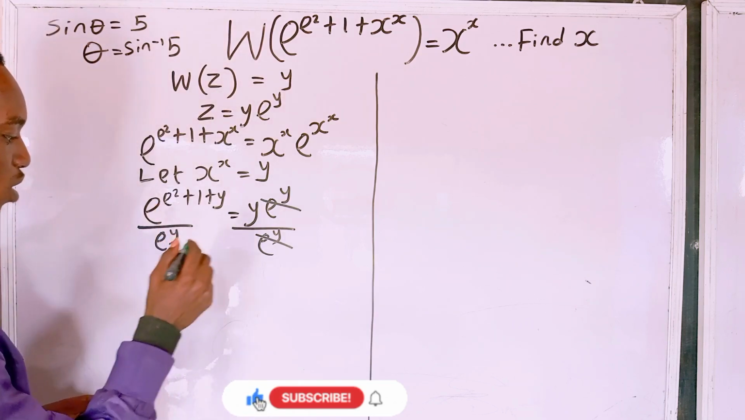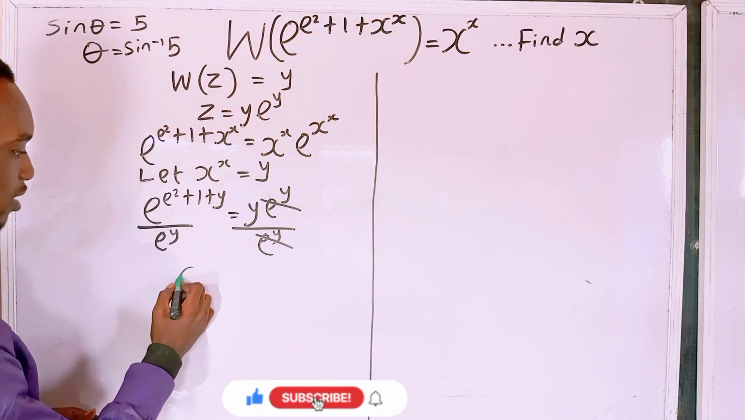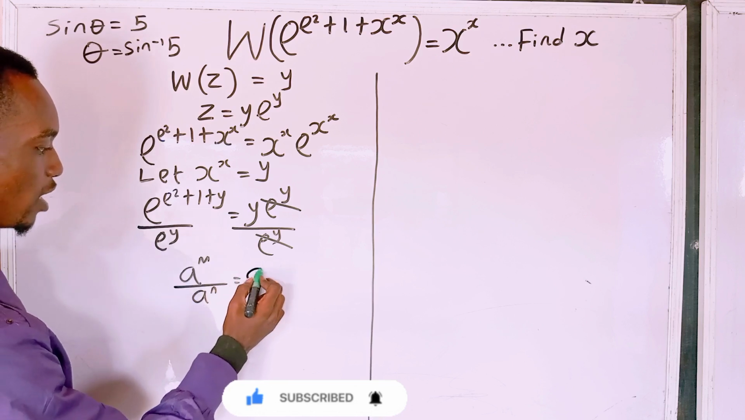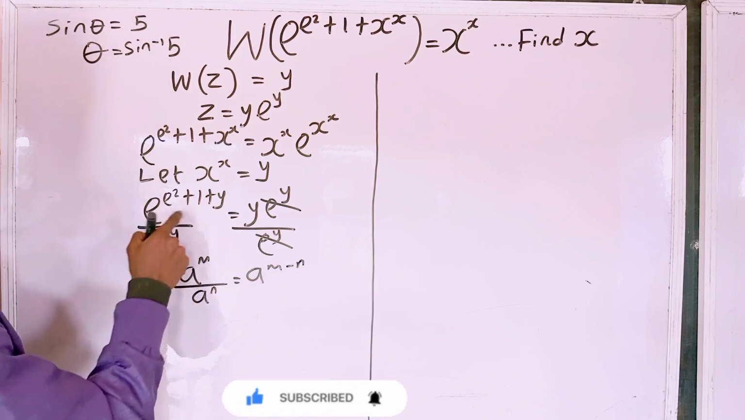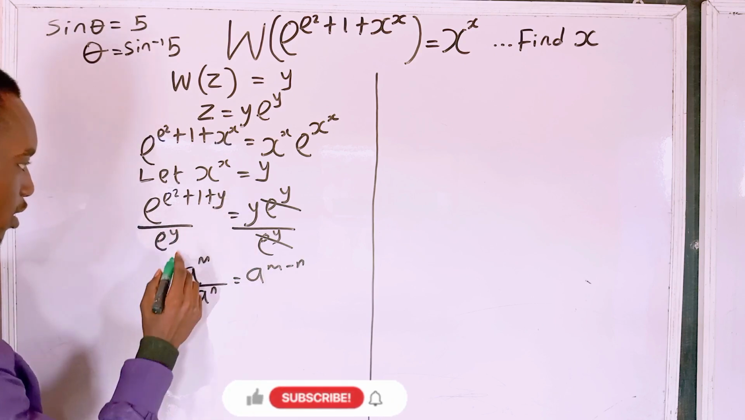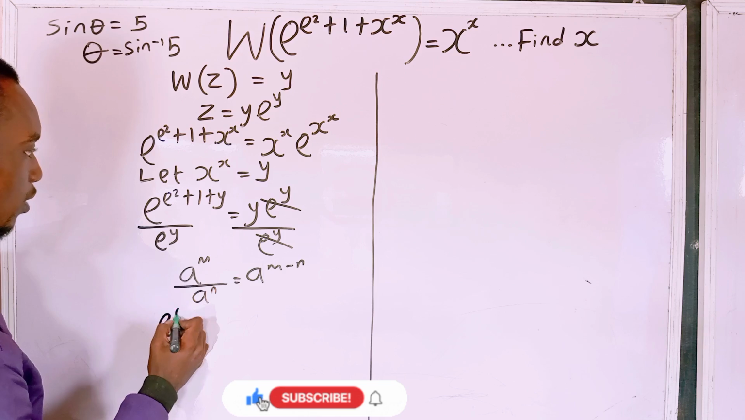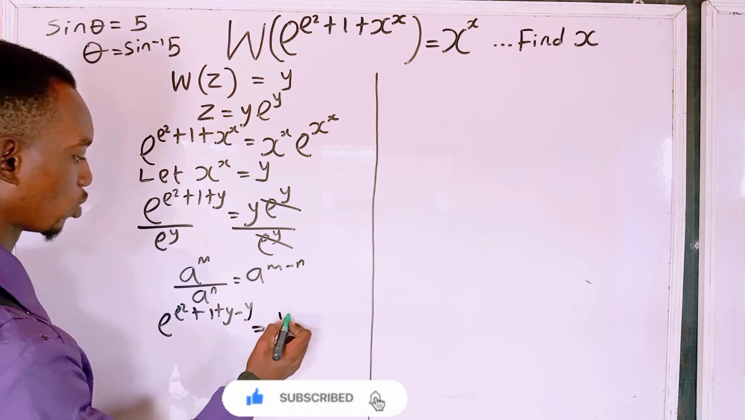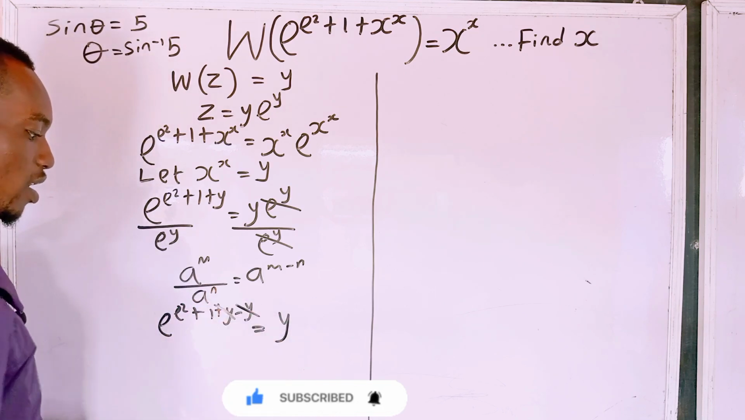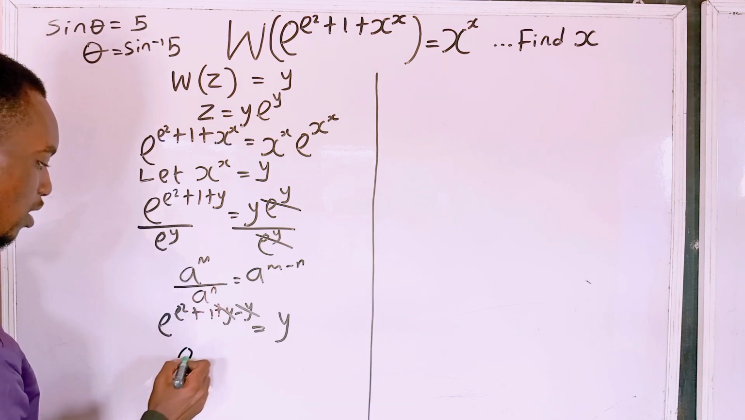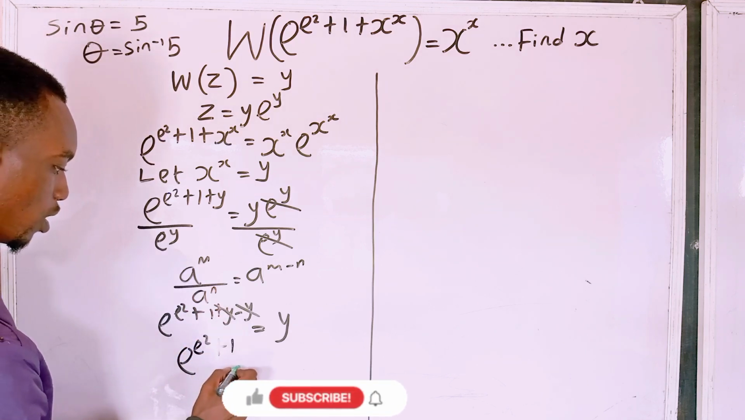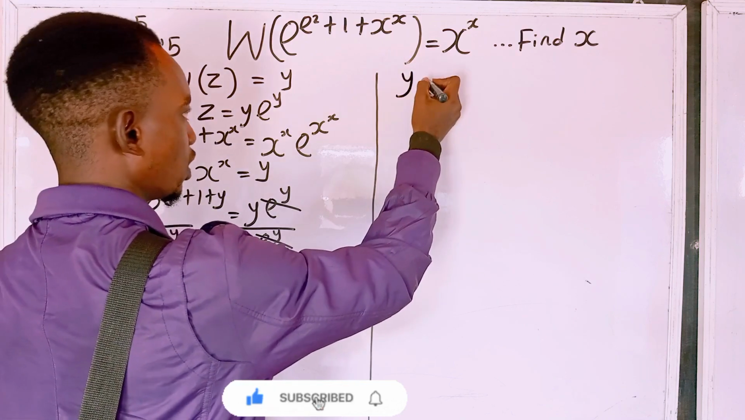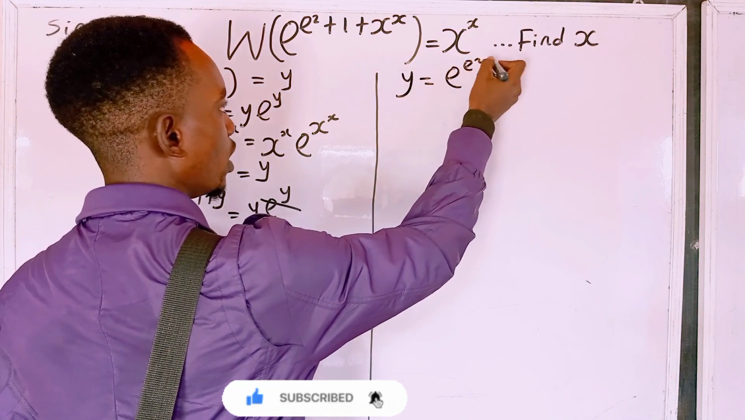Now, don't forget from the law of indices that when you have, let's say, a to the power of m all over a to the power of n, that gives us a to the power of m minus n. We use that same idea here, so we're going to subtract. Here we have e to the power of e squared plus 1 plus y minus y equals what? y. Here plus y cancels minus y. So we'll be left with e to the power of e squared plus 1 equals y. Now let us flip this. It's still the same thing, but let's write it as y equals e to the power of e squared plus 1.